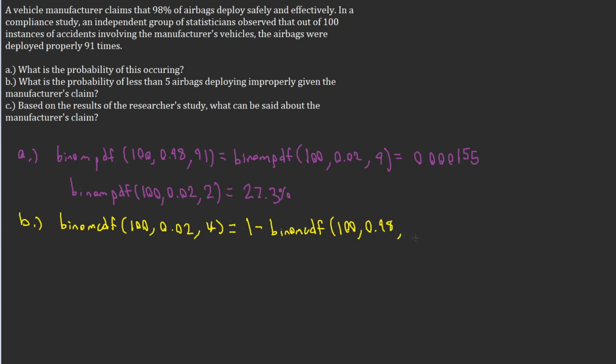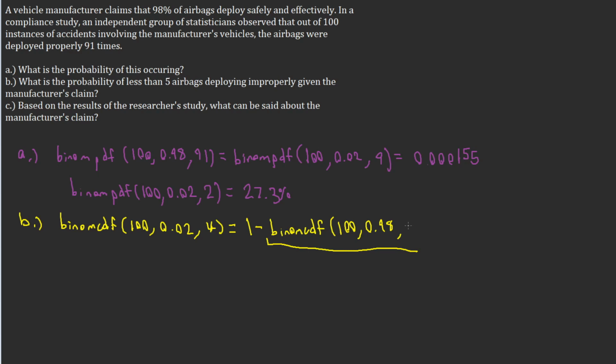And now what's going to be the last value in this function here? Once again, we have to be very careful, because if we're going to approach the problem this way, we want to take into account all of the possible outcomes. So that's represented by this 1 here. If you add up all the possible outcomes here, you get a value of 1. And we want to subtract all of the outcomes in which less than 95 of the airbags deploy properly. If we subtract off all of those events, we're going to be left with the outcomes in which more than 95 of the airbags deploy properly.